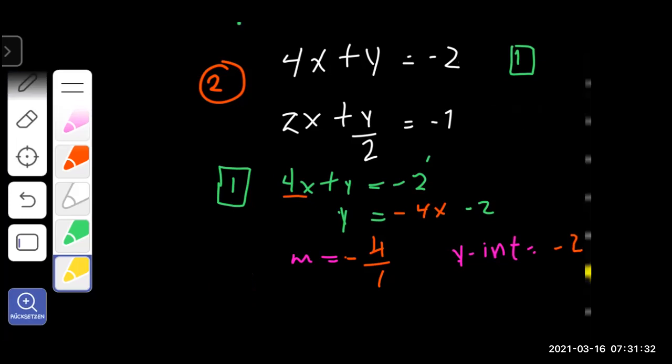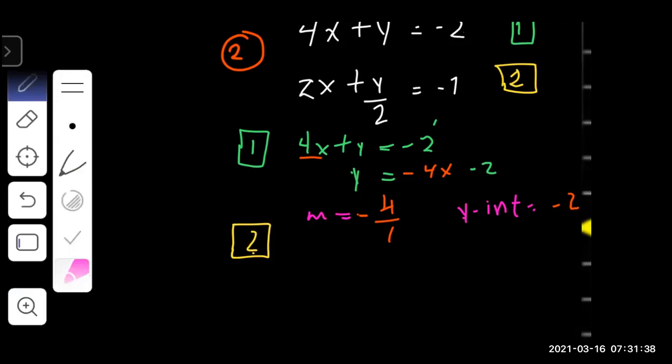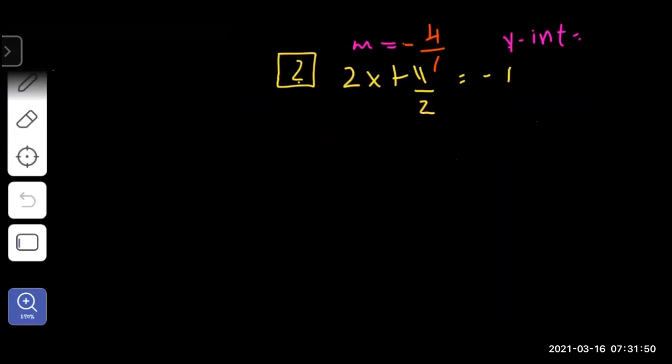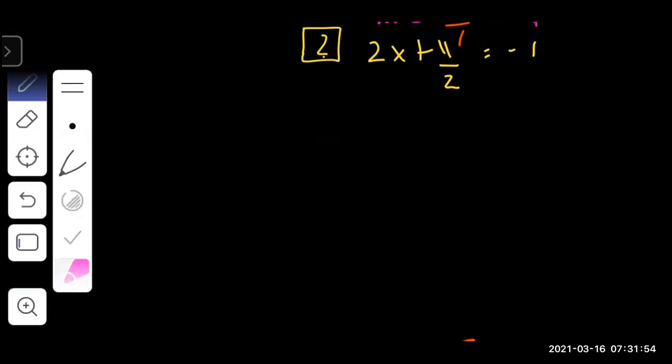In this one, guys, I got, let me copy this, 2x plus y over 2 equals -1. I'm going to focus on this equation. Can someone tell me, is y alone here? For this equation, is y alone? No. Okay, y is not alone, guys. I need to leave y alone.